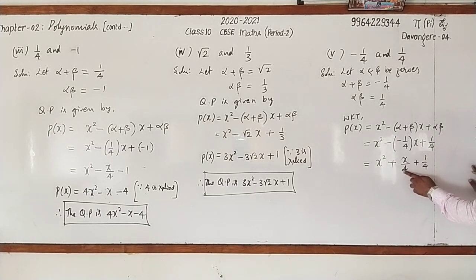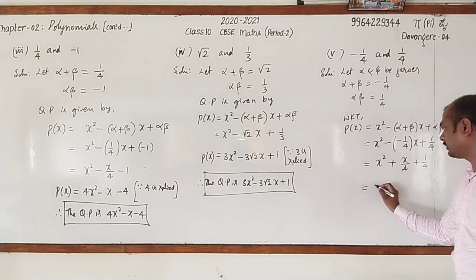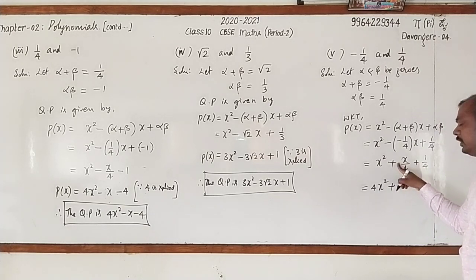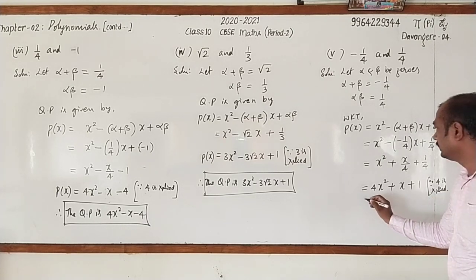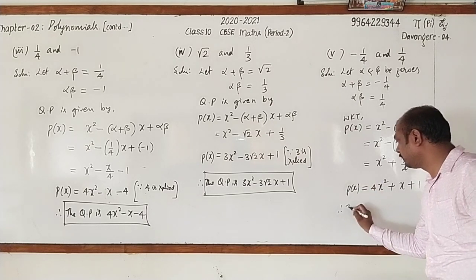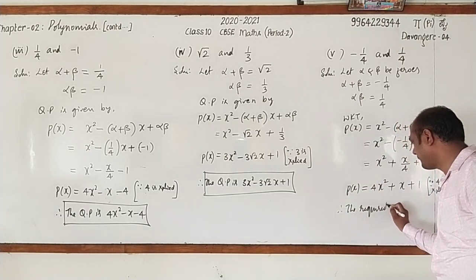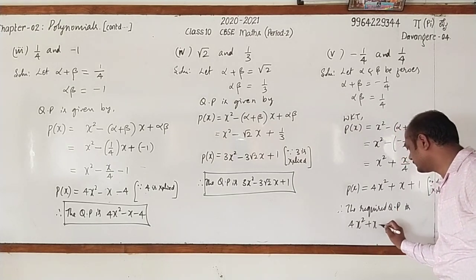Observe the denominator. Here is 4, here is 4. What is the LCM of 4 and 4? 4 only. Hence multiply 4 with all the terms. Then we can write 4 x square. When you multiply 4 here, only x will remain, and when you multiply 4 here, 4 gets cancelled, 1 will remain. In bracket I'll write, because 4 is multiplied, then it is P of x. Conclusion. Therefore, the required quadratic polynomial is 4x square plus x plus 1.